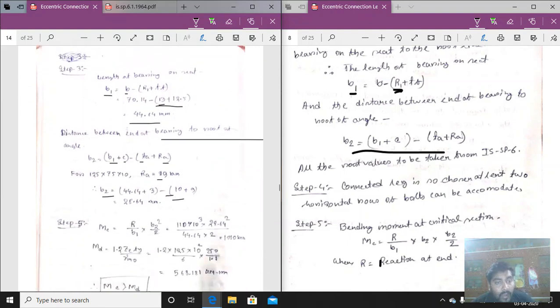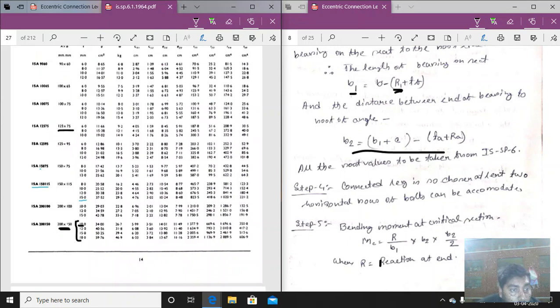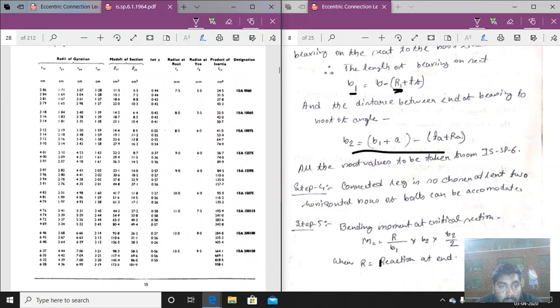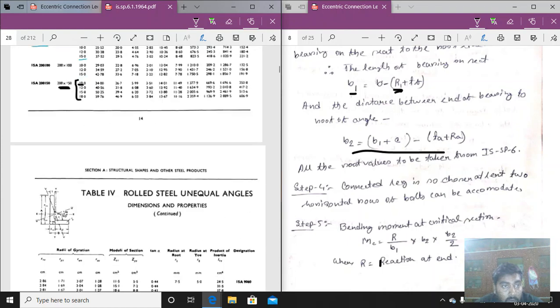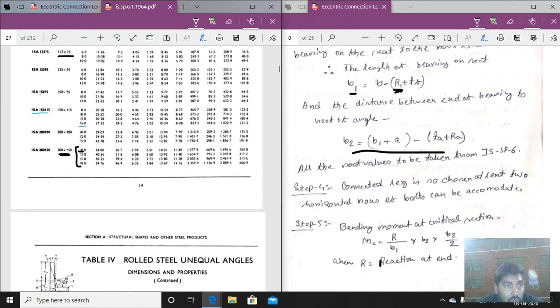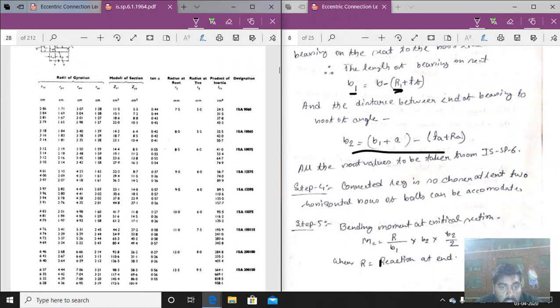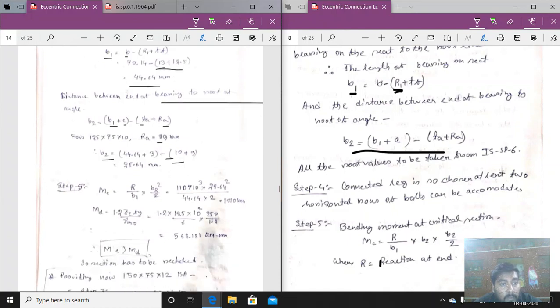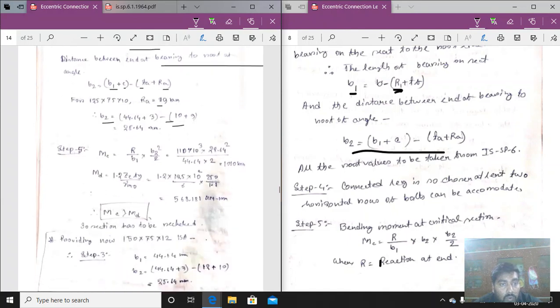And RA, what is RA? The root radius of the angle. So for ISA 125 into 75 into 10, the last one, the value of the root radius is 9 mm. So putting the value here, 9 mm we are taking. So RA is equal to 9 mm. So 10 plus 9, we are getting the value of B2.